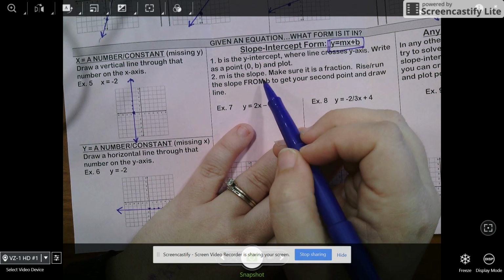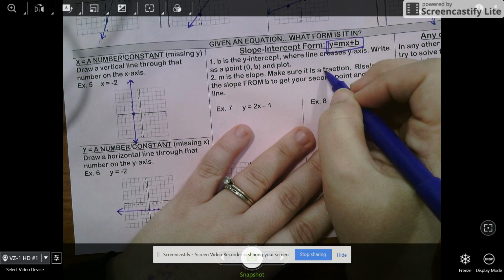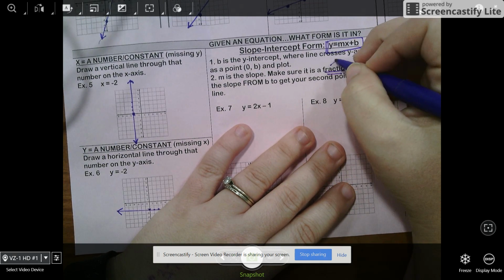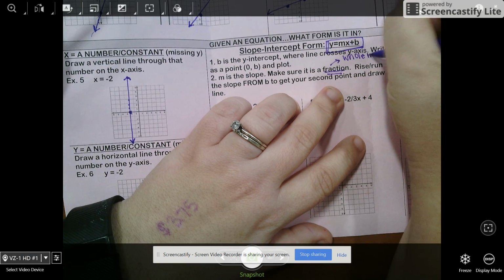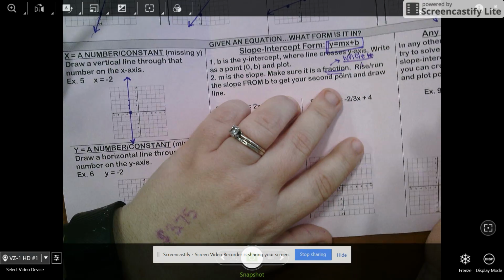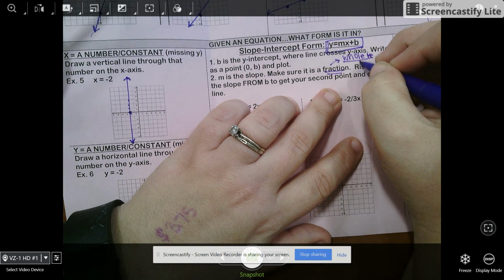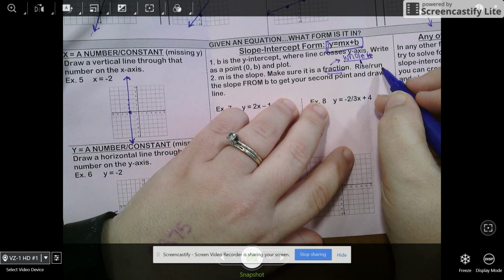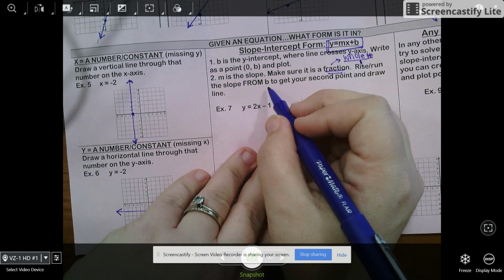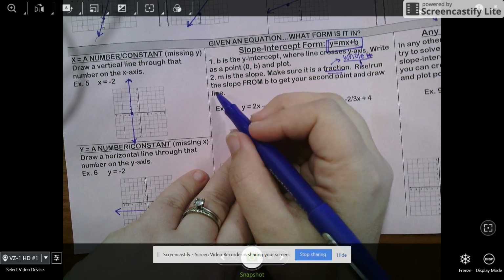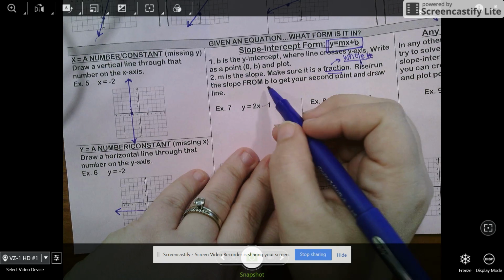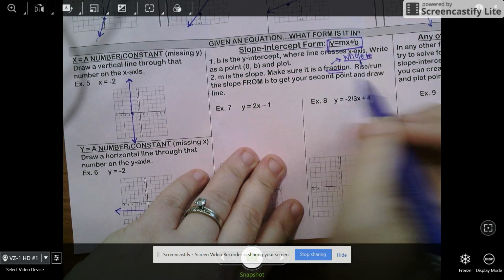And m is the slope, so make sure it's a fraction. If you end up with a whole number, you want to make sure you put it over 1, and it'll turn it into a fraction. So whole number over 1. So it's rise over run. Use rise over run, which is the slope, from b to get your second point, and then we're going to draw the line.